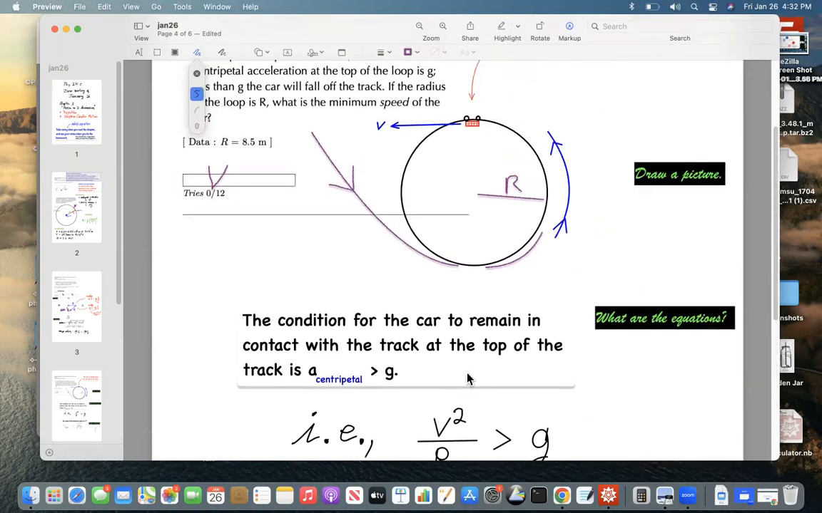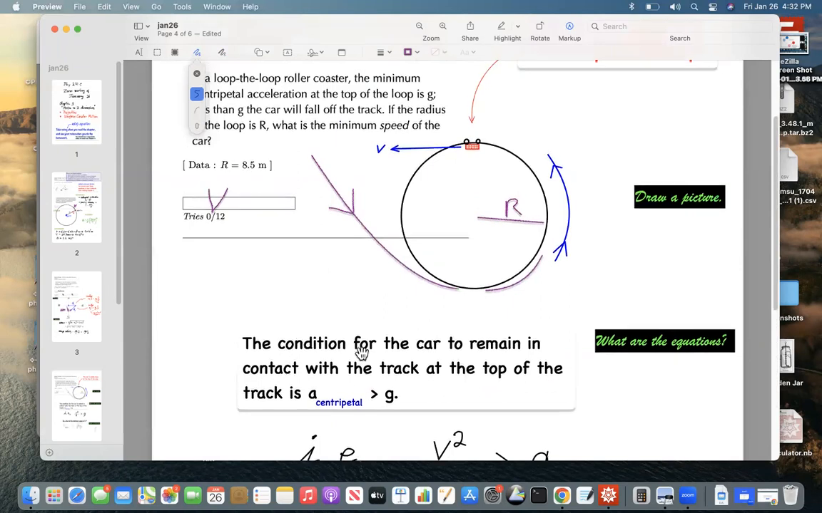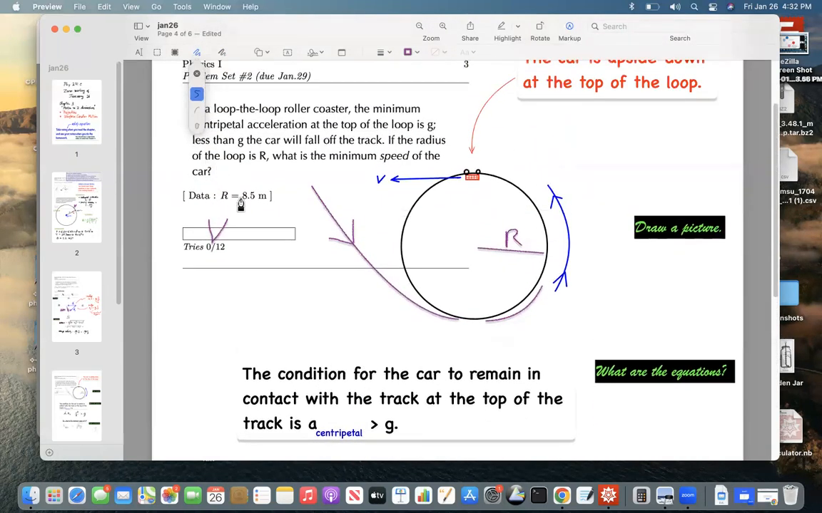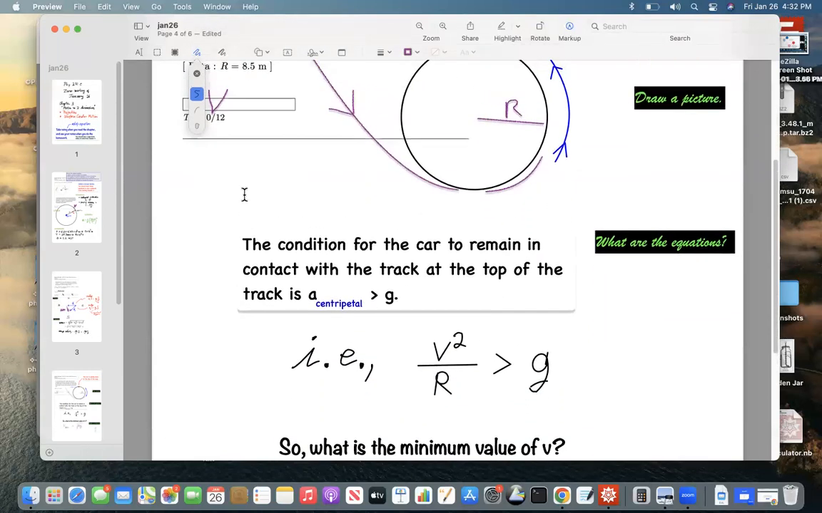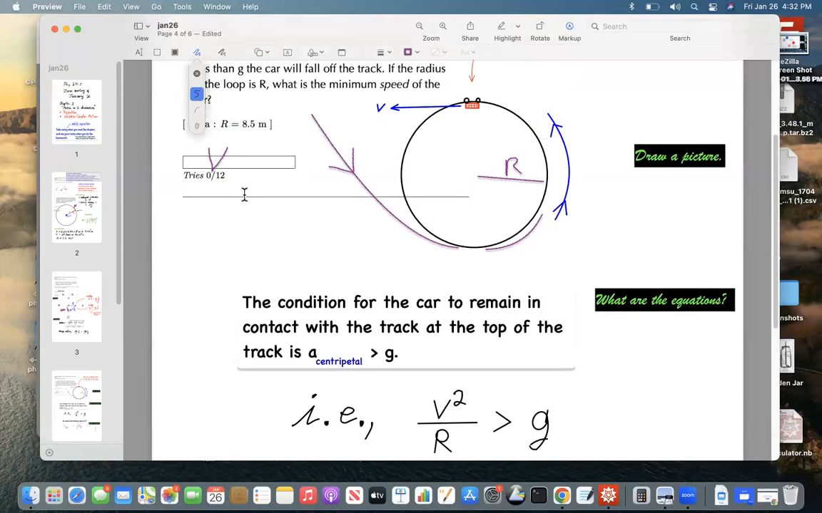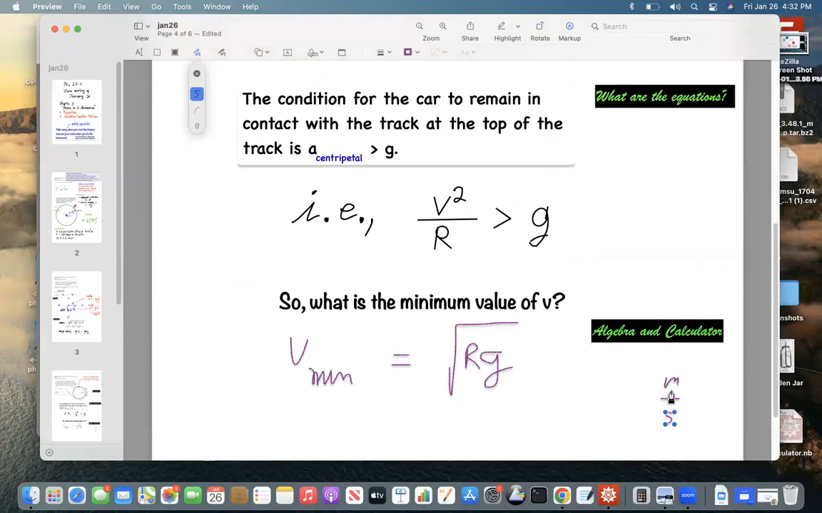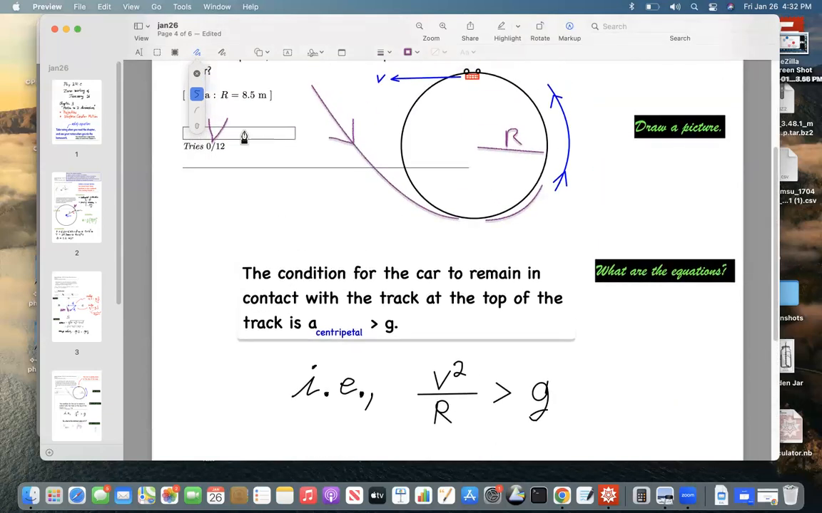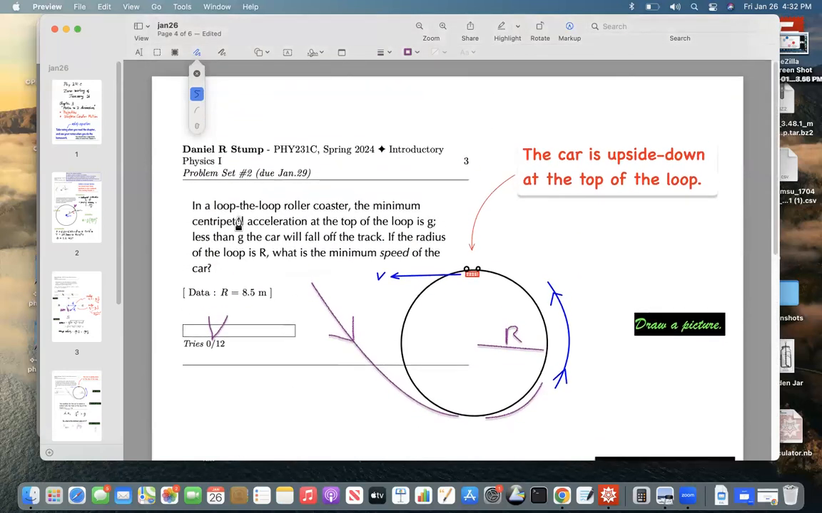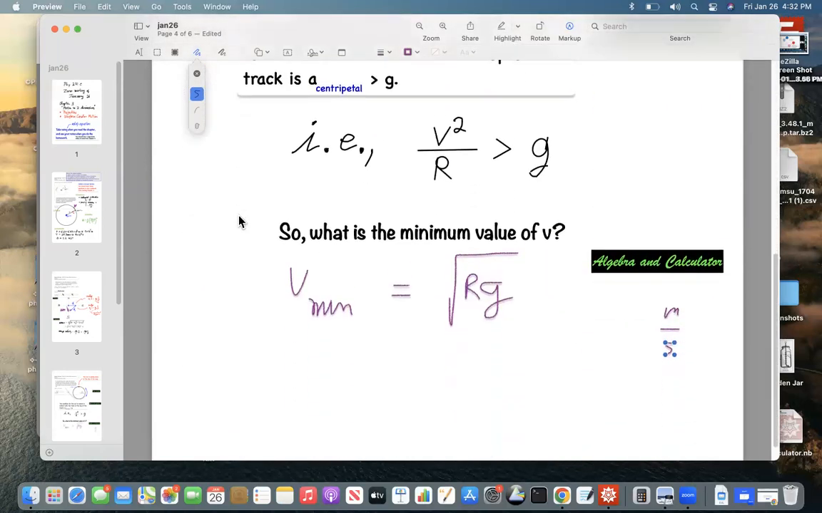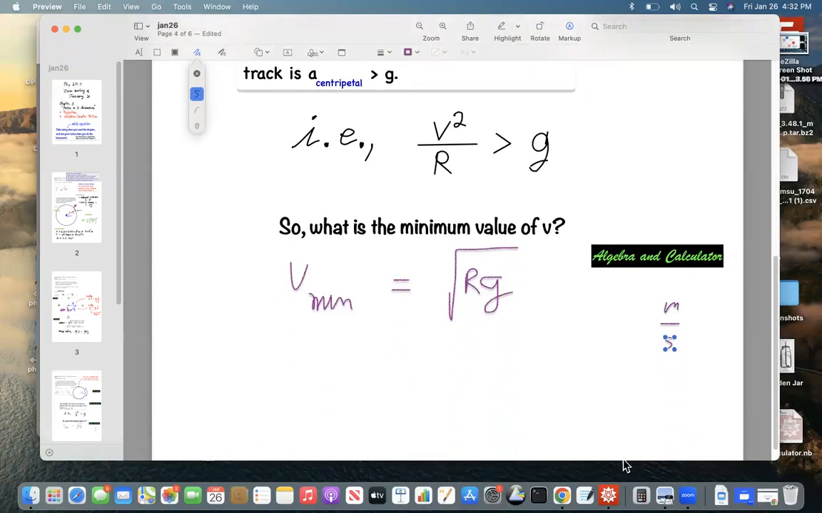And now we have the square root of r, let's say 8.5. g is about 10. It's approximately the square root of 85. So it's about 9, a little more than 9 meters per second. And that's what you put in here. So you see, you analyze the problem before you pick up your calculator.